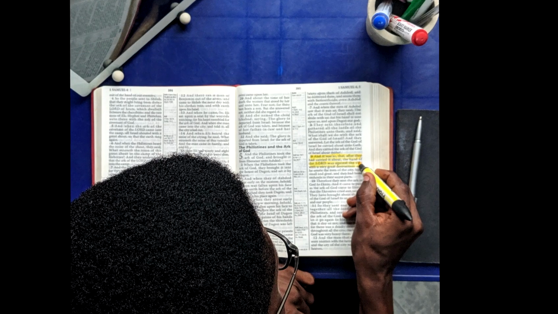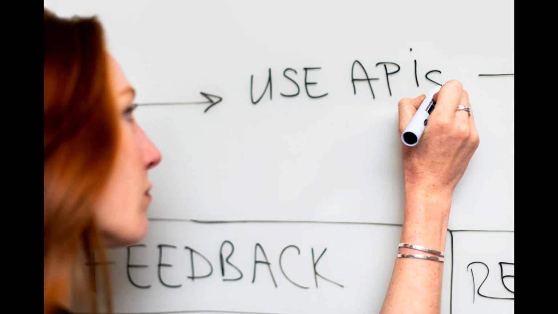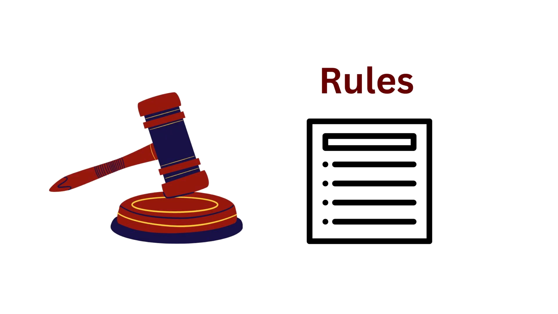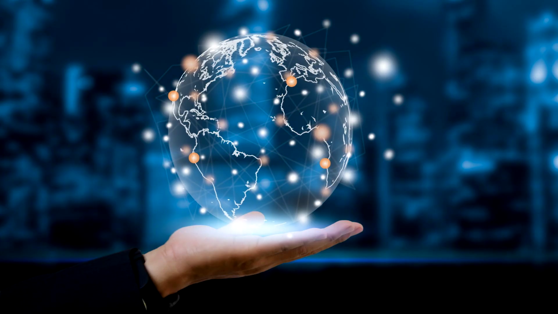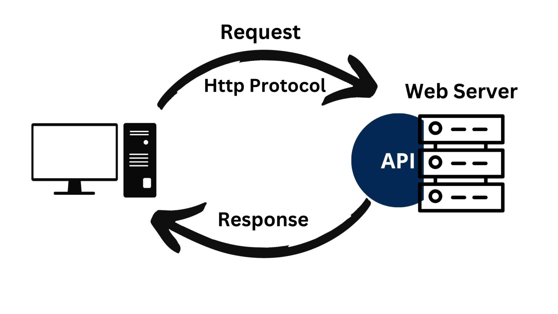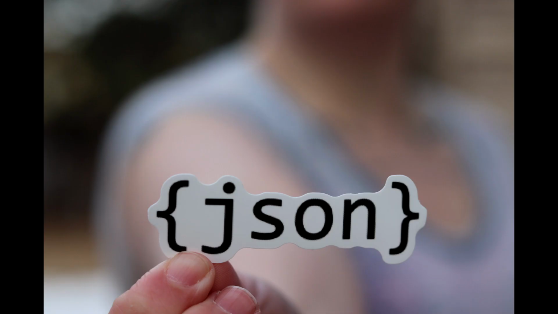And here, I want to highlight a few things. API and Web API. A lot of people confuse the two. API is the general concept of the interaction between two software programs following a set of rules and protocols. On the other hand, a Web API is a specific type of API that allows the communication between two software programs over the internet. It is designed to be accessed over a network, typically using the HTTP protocol, and can return data in a variety of formats such as HTML, XML, or JSON, JSON being the most used.